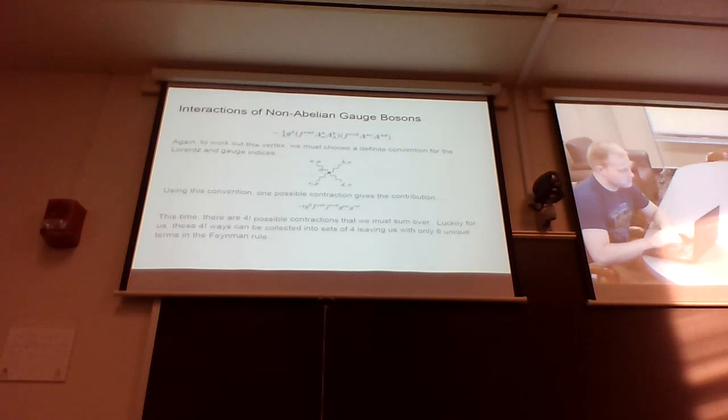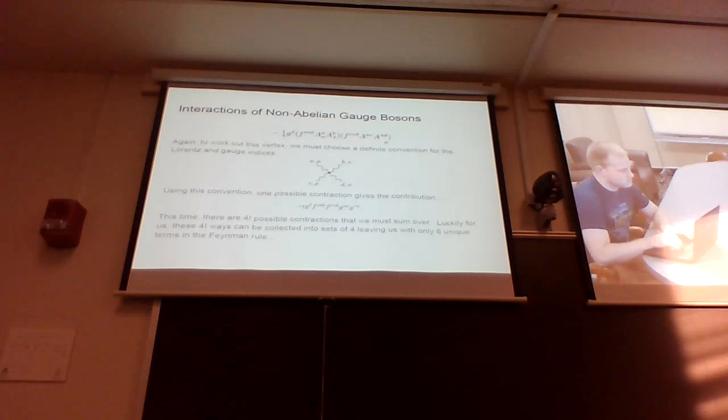If I again do the same thing, I write down the vertex itself and I choose a convention for my indices. Here I don't have any derivatives, so I don't have to worry about defining how the momentum is coming in. There are no derivatives to pull down factors of momentum, so I don't have to keep track of the momentum. So I can write down just a general rule and assign each point a gauge index and a Lorentz index. Then if I sum over the 4 factorial possible ways, that should give me the Feynman rule.